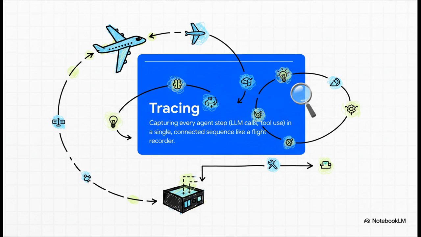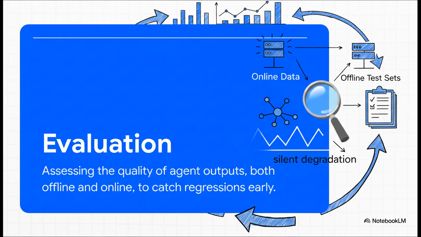It's a game changer. All right, next up, evaluation. Tracing is great. It tells you what happened. But evaluation answers the next big question: was the result actually any good? And look, this is not a one-and-done thing you do during development. You've got to be running evaluations all the time, both offline and online in production, to catch those sneaky regressions before your users do.